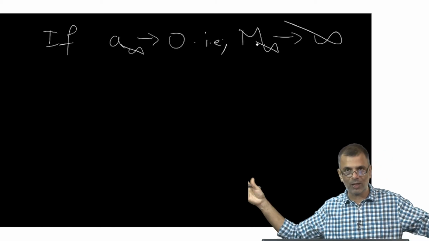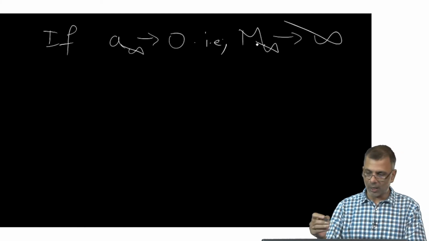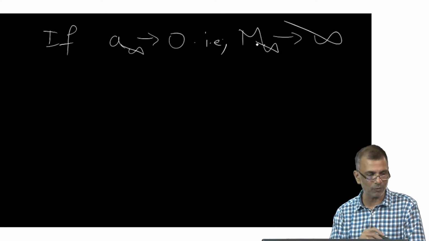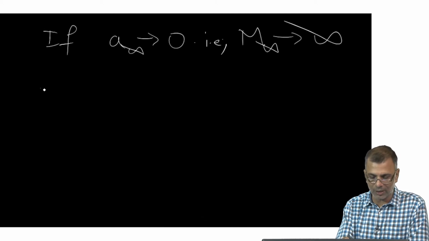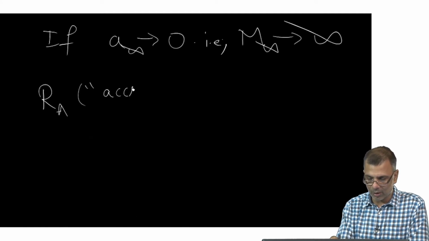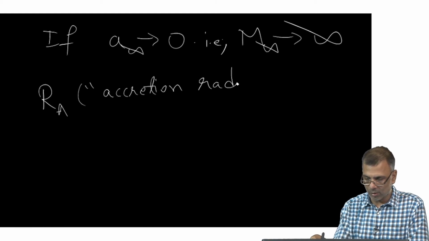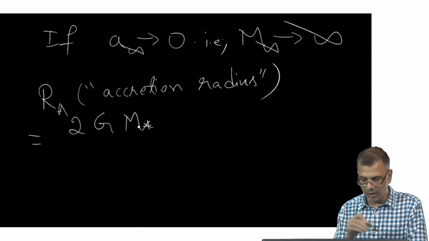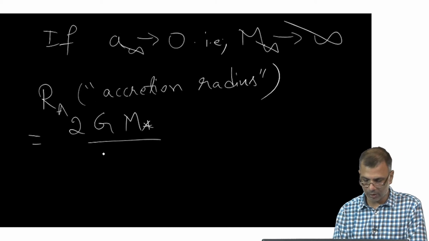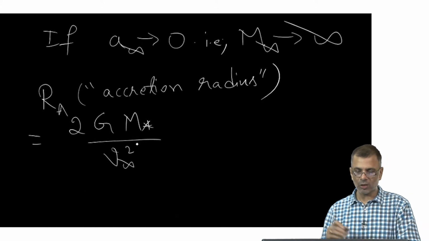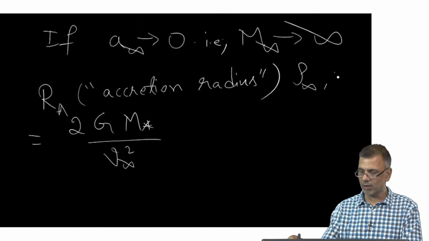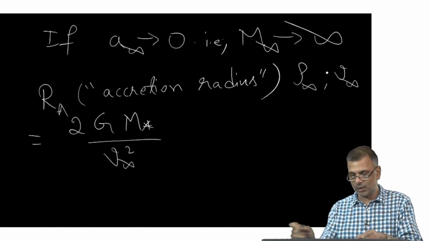Here this subscript infinity simply means a very large distance from the central object. Then in that case, and this was the first kind of consideration done with regard to quasi-spherical accretion, we define an accretion radius R_A as 2 G M_star, where M_star is the mass of the central object, over v infinity squared. The gas has a density rho infinity and a velocity v infinity. This is the assumption, and A infinity tends to 0 at infinity.